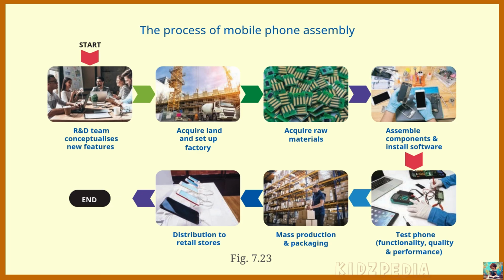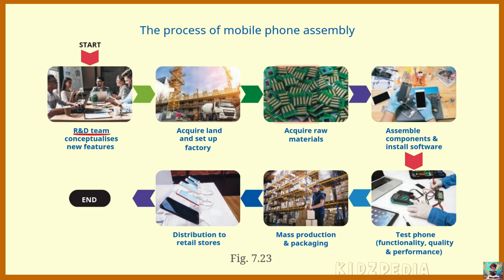So here, the manufacturing of a mobile phone follows a step-by-step process. First, the R&D team designs the phone and decides on new features. R&D stands for Research and Development. An R&D team is a group of experts who research new ideas and develop improvements. Their job is to design new products, add new features, and improve existing products before they are made in large quantities. Then land is acquired and a factory is set up to manufacture the phones.